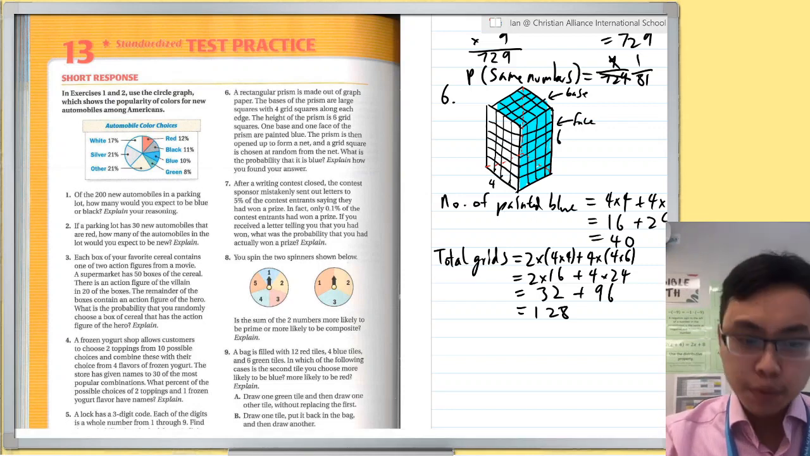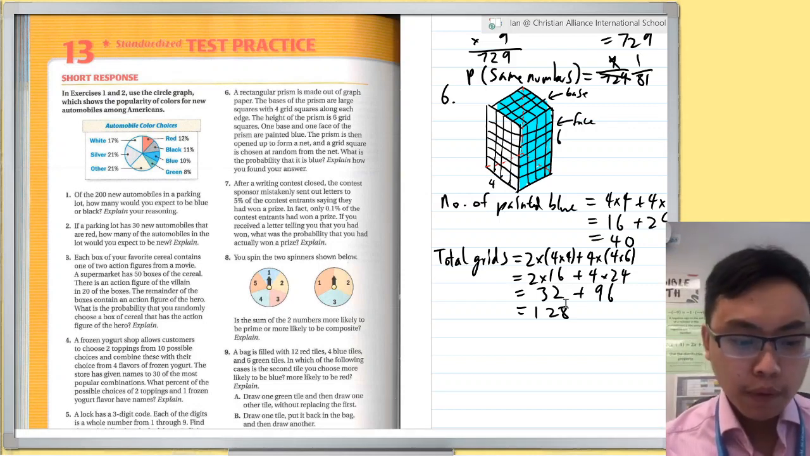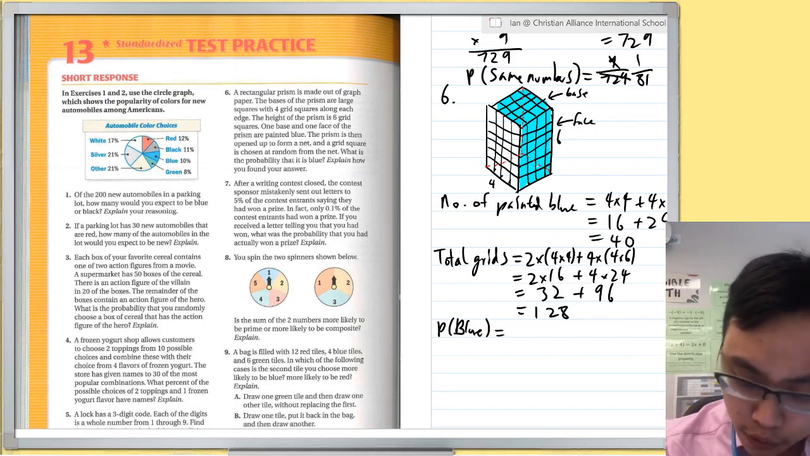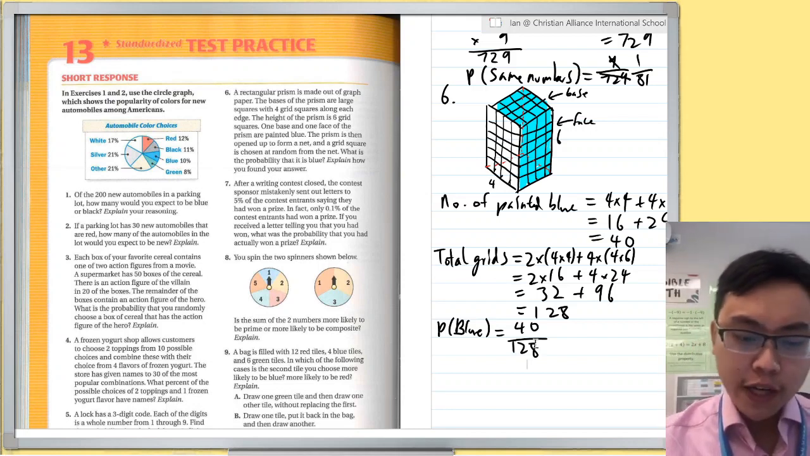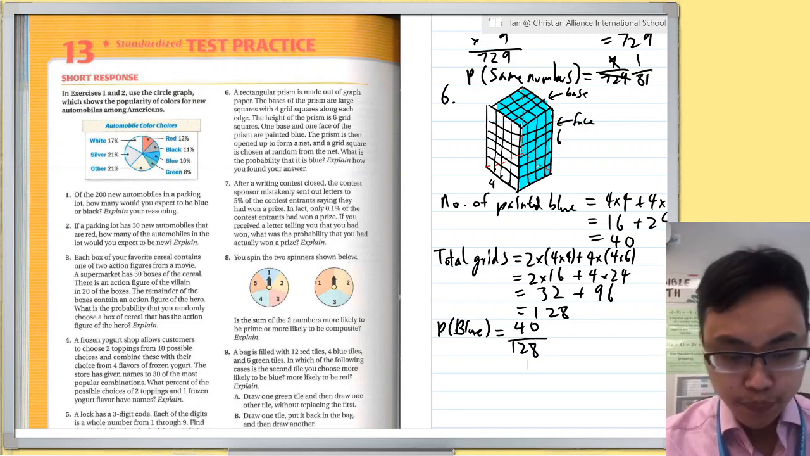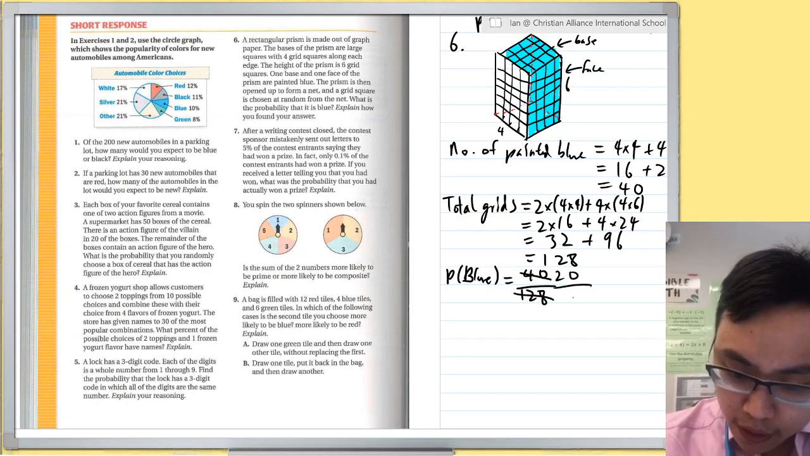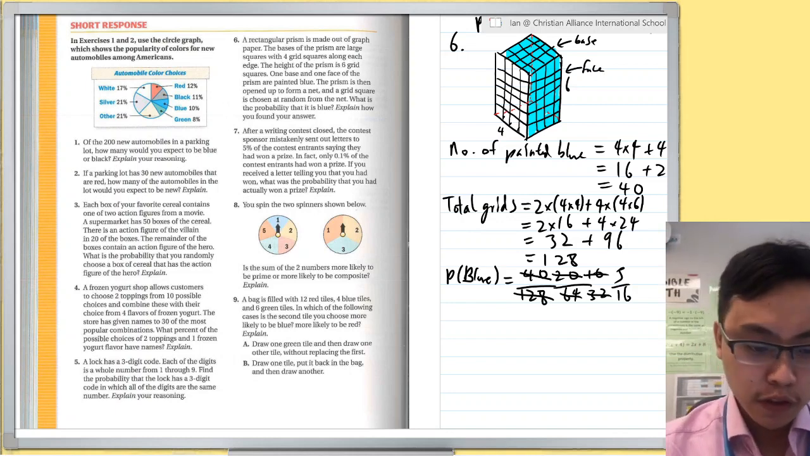So there's 128 squares in total. 40 of them are painted blue. So if we choose a grid at random, once we open it all up, what is the probability that it will be blue? So the probability of blue is equal to, there's going to be 40 favorable outcomes out of 128 total outcomes. So that's 40 out of 128. And then let's simplify our answer. That's going to be 20 out of 64. That's 10 out of 32. That's 5 out of 16. So 5 out of 16. That will be our simplified answer for the probability.